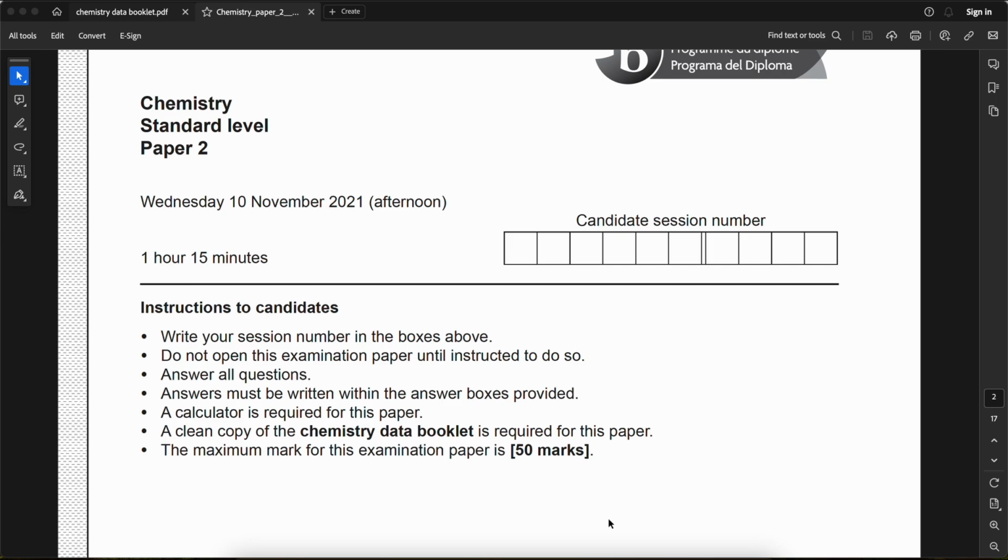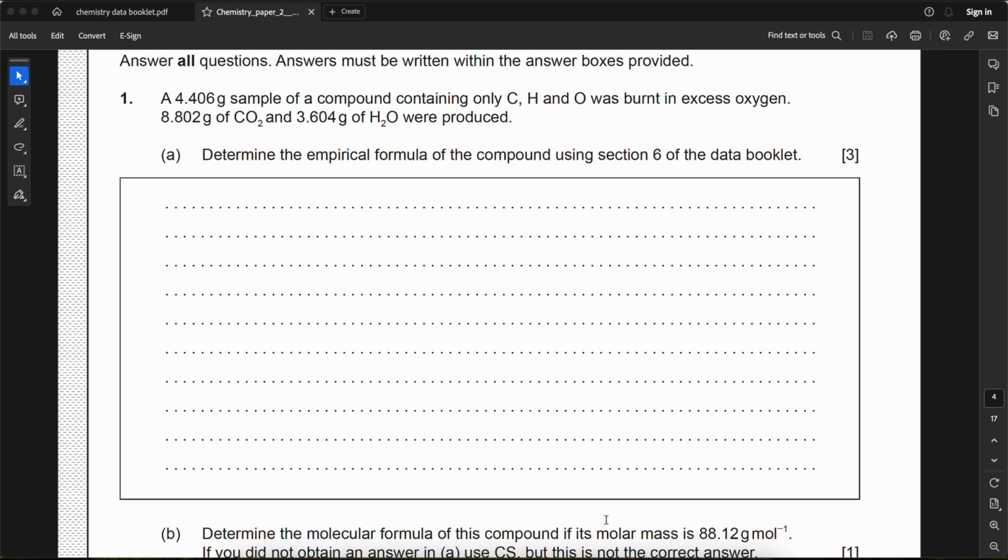And let's get started. A 4.406 gram sample of a compound containing only C, H, and O was burned in excess oxygen. 8.802 gram of CO2 and 3.604 gram of H2O were produced. Determine the empirical formula of the compound using section 6 of the data booklet. So we've got the mass of CO2 and then the mass of H2O.